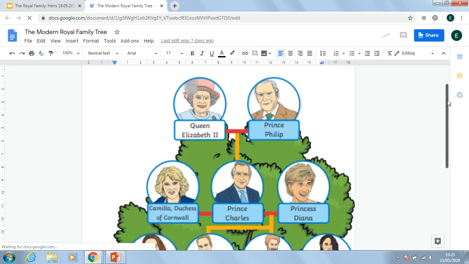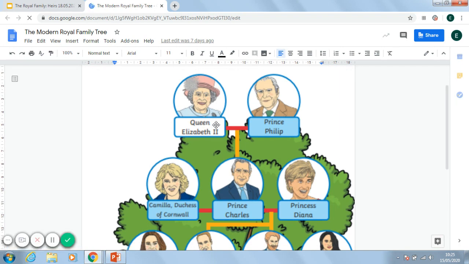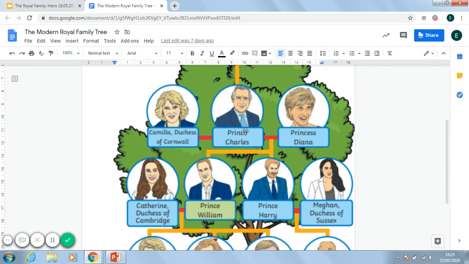So, our current queen, our sovereign, is Queen Elizabeth II, and we know she is married to Prince Philip. They've had several children, but their oldest child is Prince Charles, who was married to a lady called Princess Diana. And they had two children together, Prince Harry and Prince William. But then, sadly, Princess Diana died, so Prince Charles is now married to Camilla, the Duchess of Cornwall.